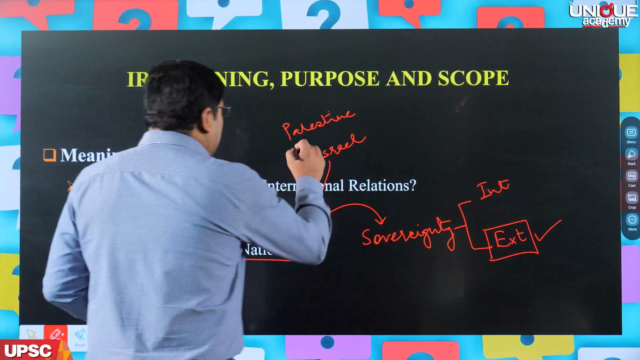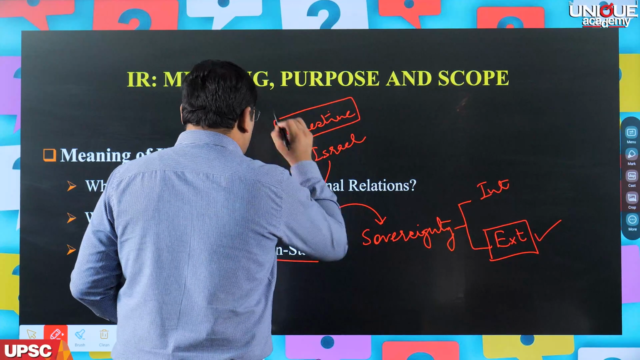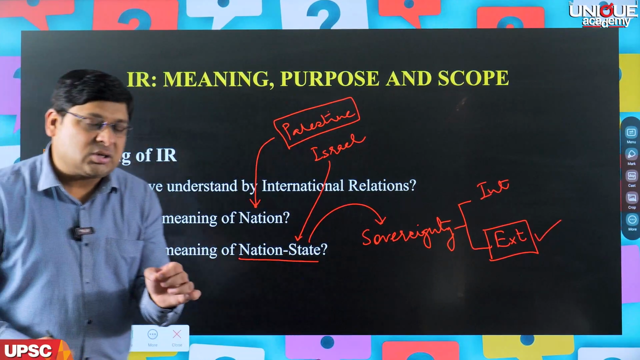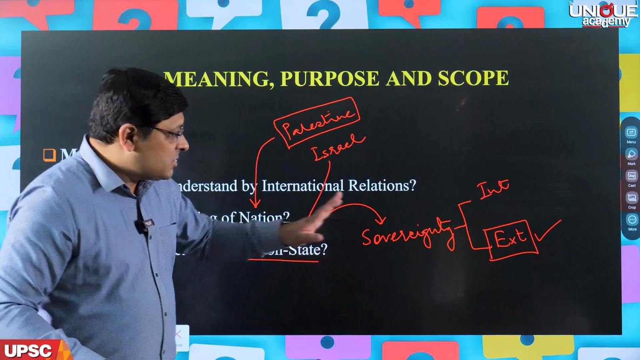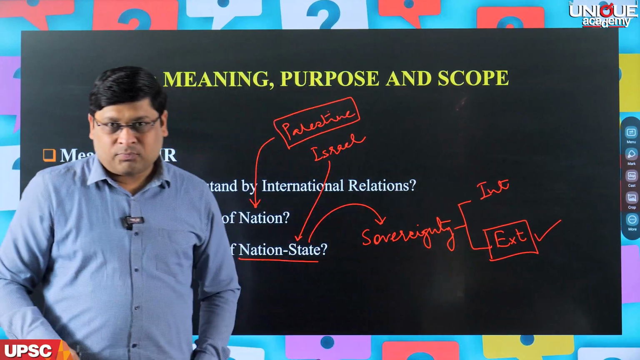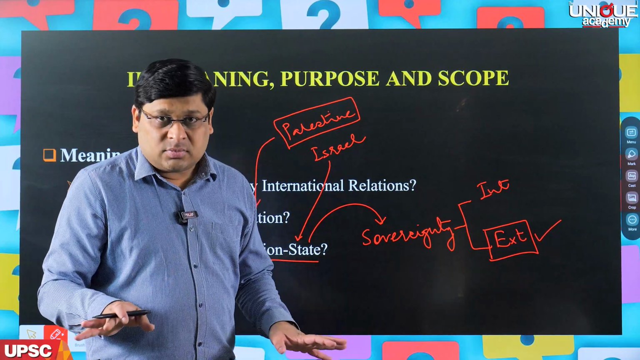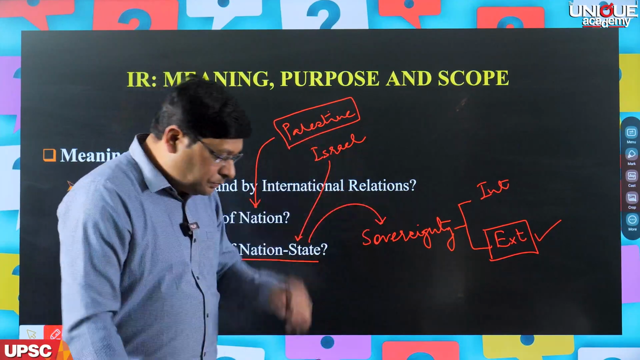Whereas Palestine does not have that external dimension. That is why at the most Palestine can be called a nation and not a nation state. It does not enjoy external sovereignty, because even membership has not been given to Palestine yet. I hope this makes it very clear.